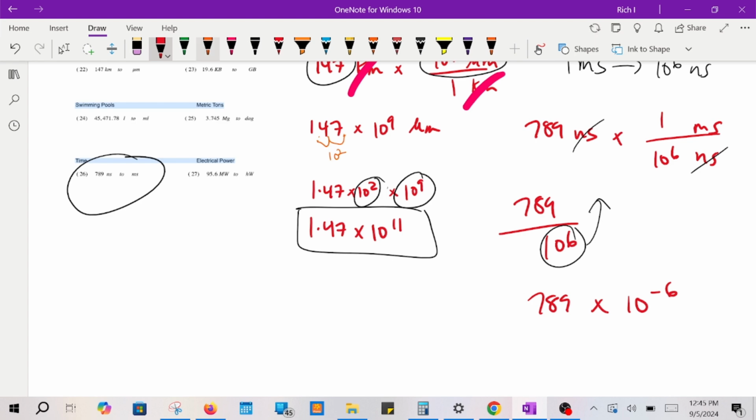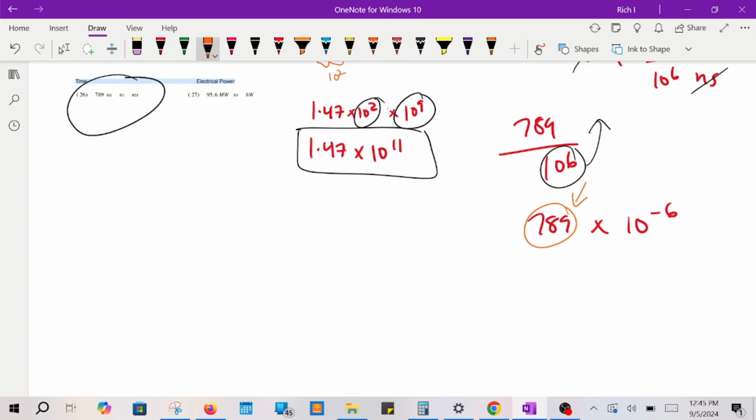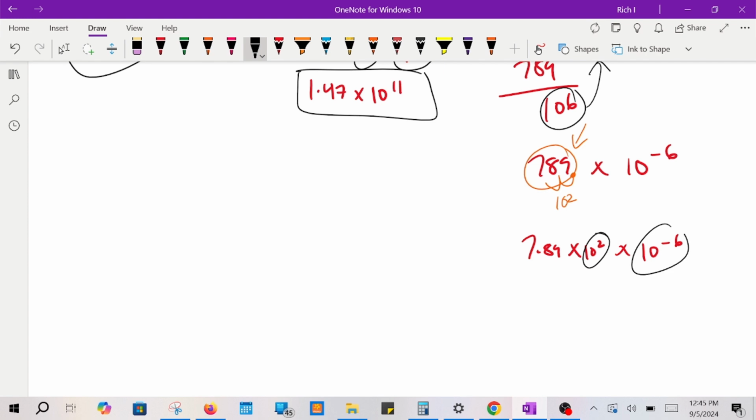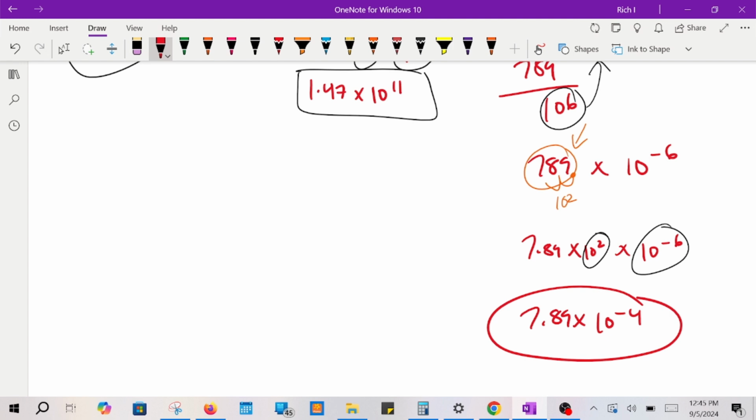Again, you want to take the 789 and make it scientific notation. We have an imaginary decimal place, and we're going to move it twice, 1, 2. That's 10 to the second. So then we have 7.89 times 10 to the second times 10 to the negative 6. These combine: 2 minus 6 is negative 4. So we get 7.89 times 10 to the negative 4. That would be the answer.